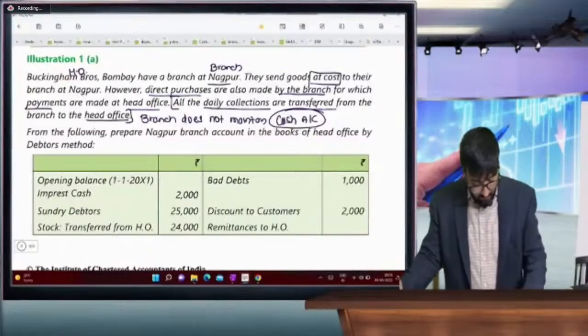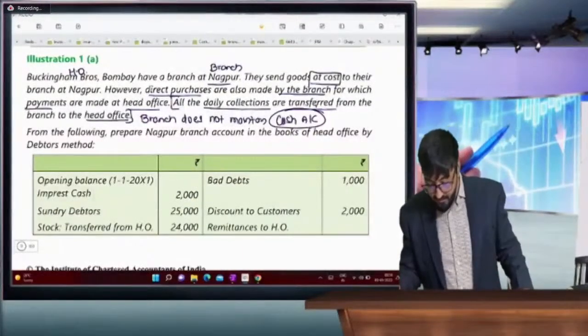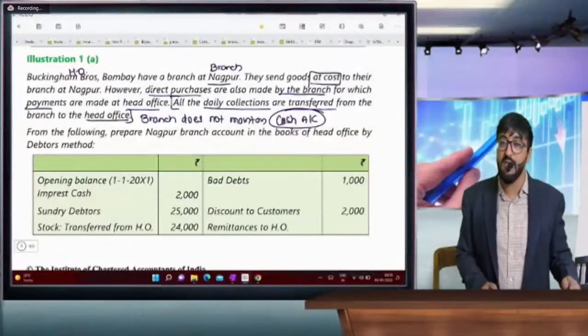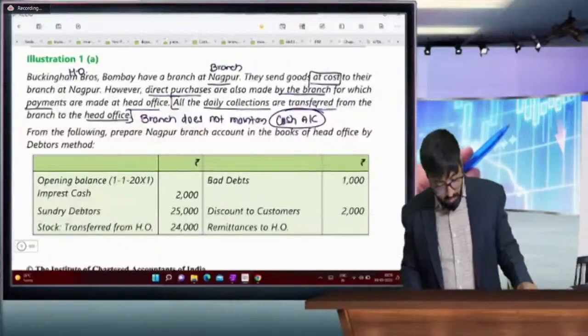Yes. Branch maintains cash account. Jaspreet Kaur says, sir, I am watching your sessions in the bus. Very good, beta. Very good, Jaspreet ji.